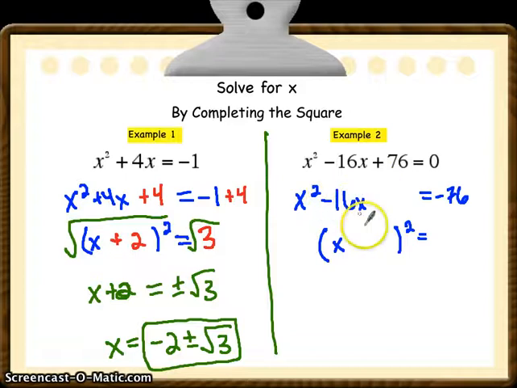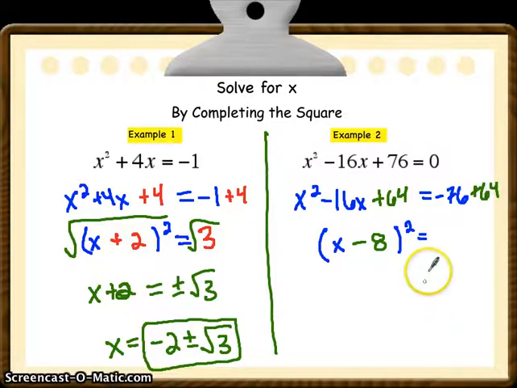Now, half of -16 is going to be -8. Again, making our perfect square pattern, x squared, x times -8 times 2 gave us the middle, and -8 squared would be a positive 64. So let's add 64 on both sides, thus leaving us with -76 plus 64 is a -12. Well, let's go solve our equation then.